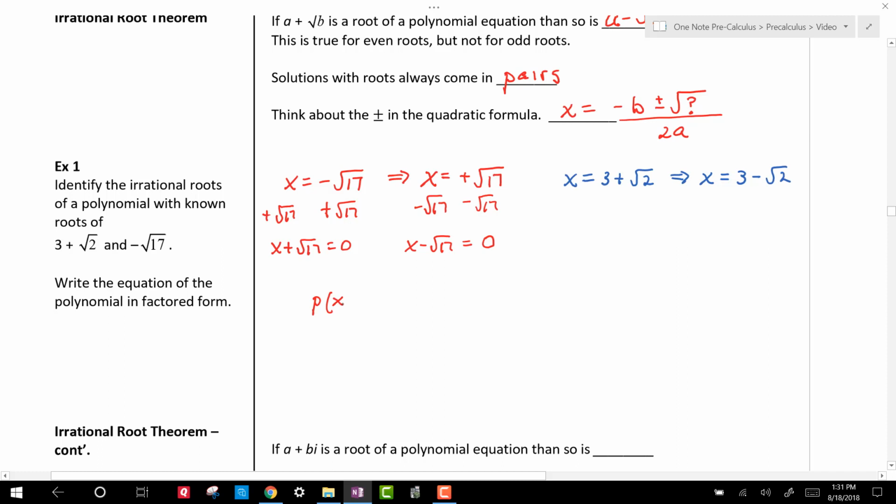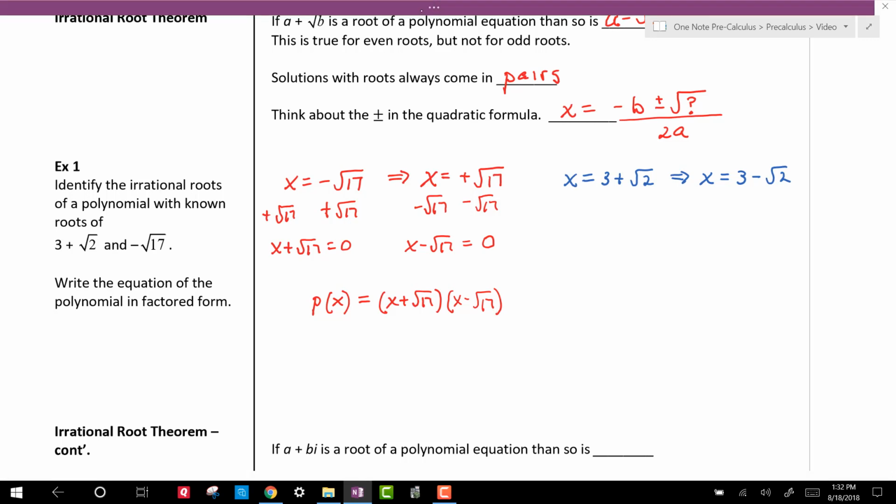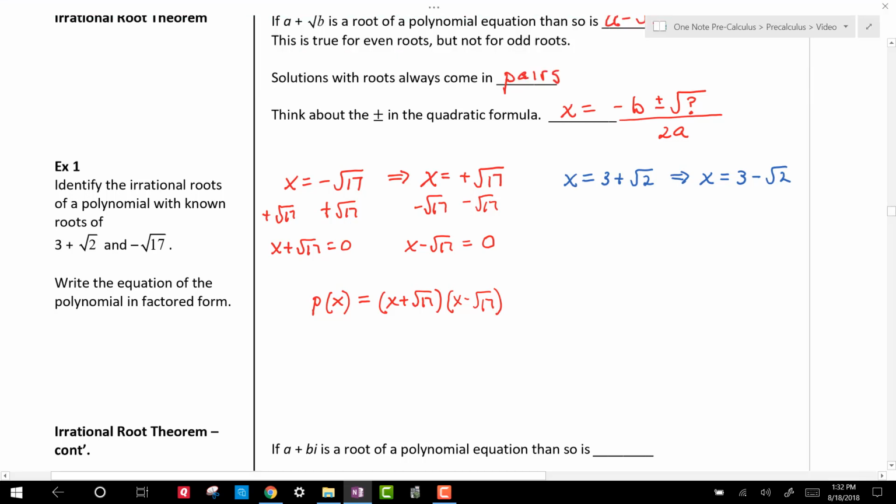All right, you could call it f of x, you could call it y equals whatever, but it's going to have one factor of x plus square root of 17 and one factor of x minus square root of 17. Now, I've still got to finish up the other two because this equation has four solutions, so I need to bring the 3 and the root 2 over with the x.